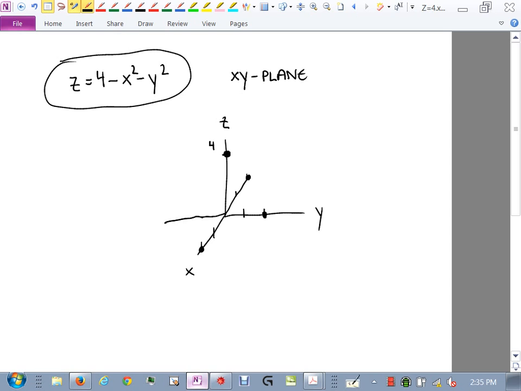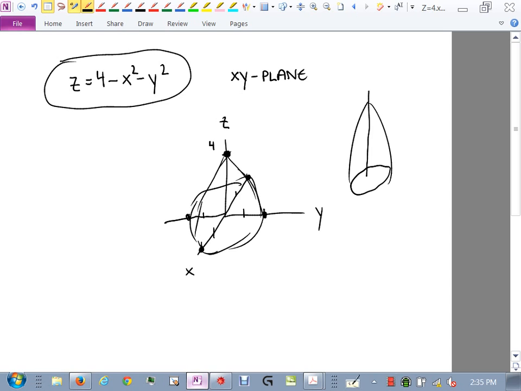What I'm trying to get you to see is that you should be able to determine that this paraboloid opens down. Bad picture. Okay? That's what's happening. It's opening down. Now you could tell by the negative x squared and negative y squared that it opens down. It's like a parabola. The negative coefficients give you the downward.